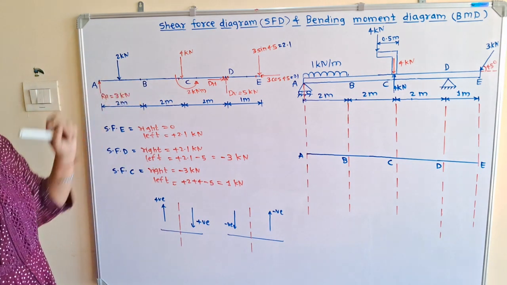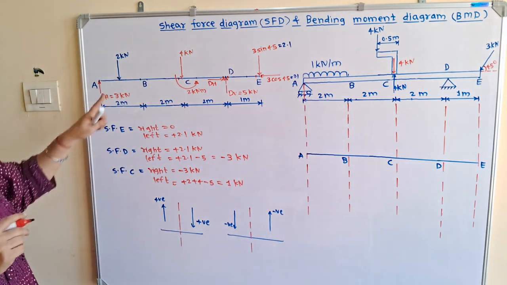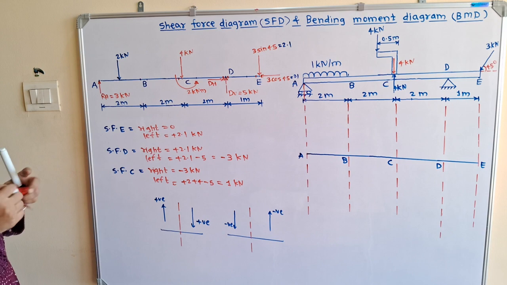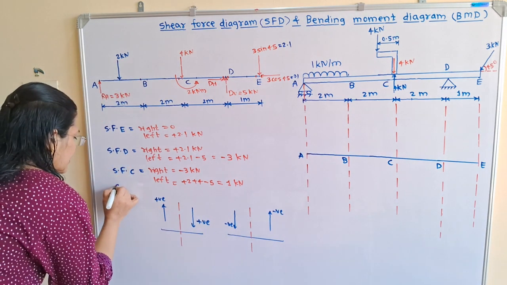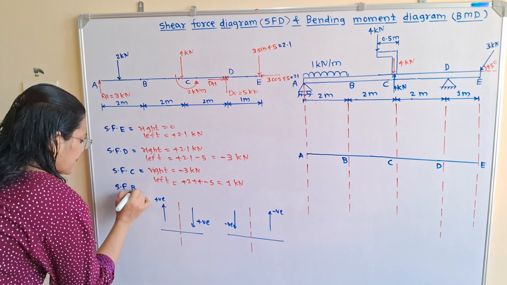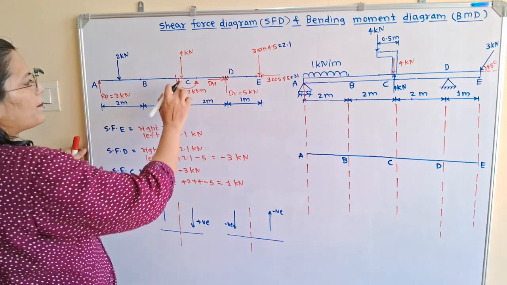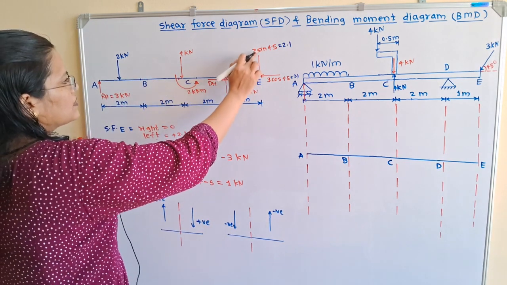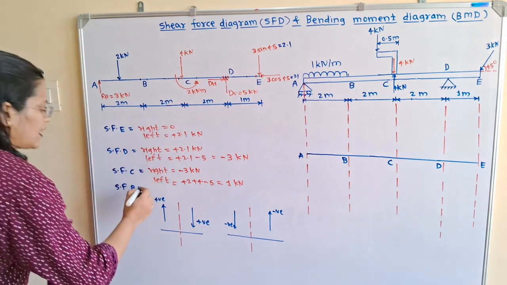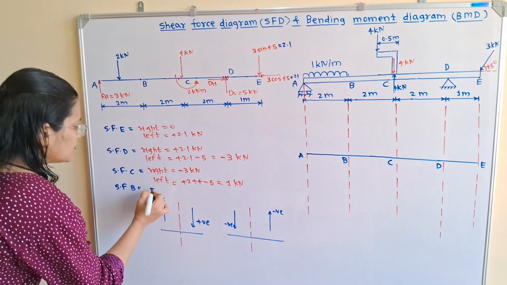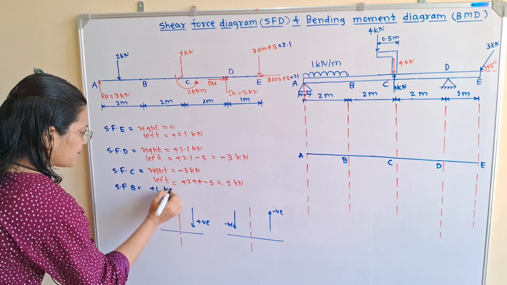Now we will move to the shear force at point B. So if we observe, at point B there is no point load. So I will select here SF at point B. So on the right hand side of B there are 1, 2, 3 forces. So it is plus 2 plus 4 minus 5, that is equal to plus 1 kilonewton.